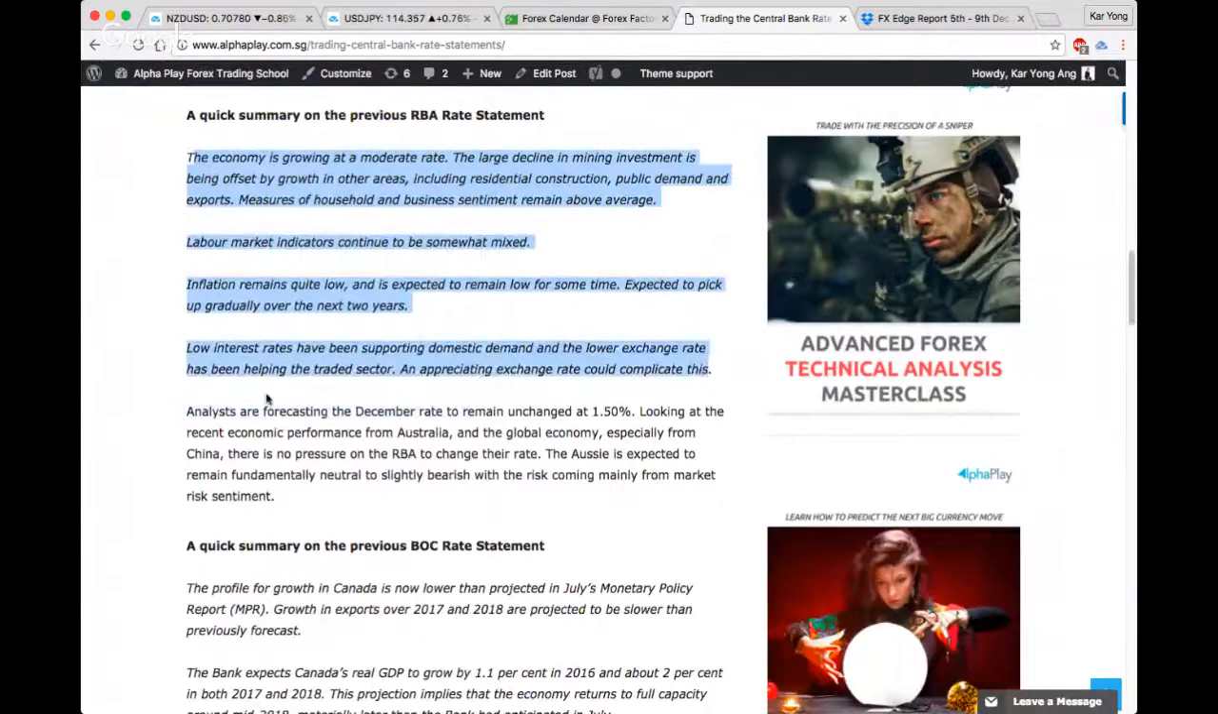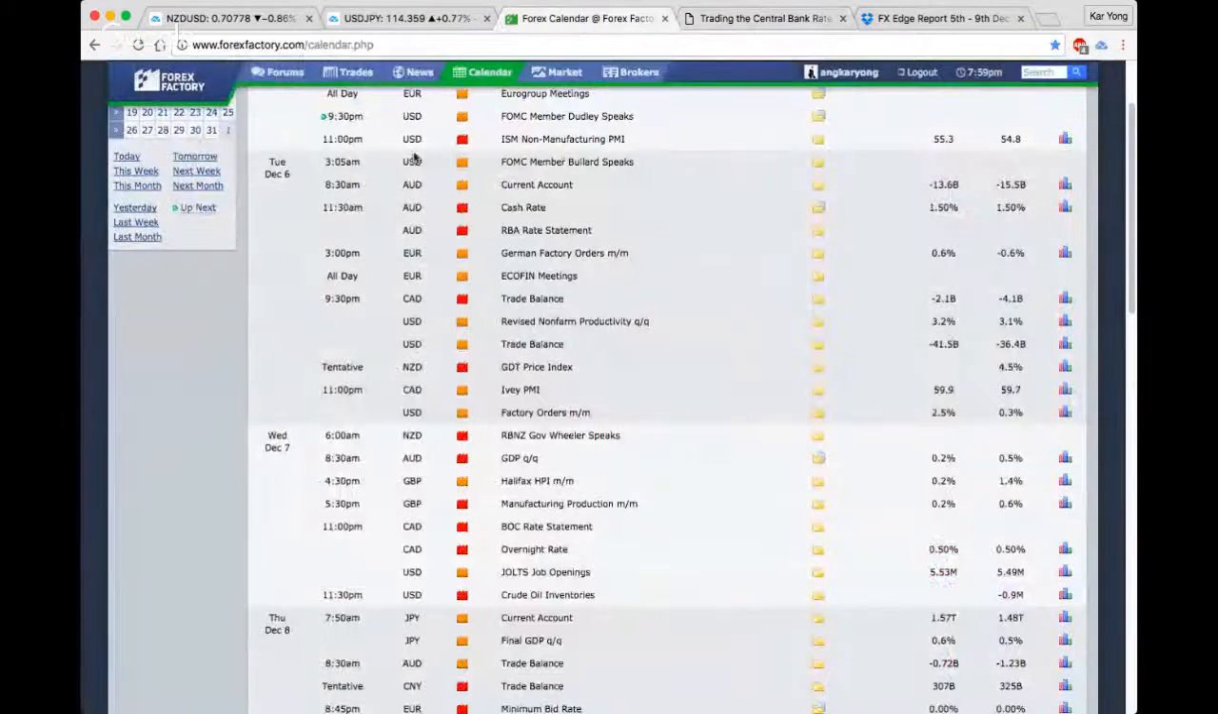We also did a quick analysis as to how the market will react depending on this month's rate statement. What we expect is that the rate will remain unchanged, meaning the interest rate will remain at 1.5, but it really depends on the RBA's forward guidance, whether they are going to be dovish or hawkish. We expect it to remain fundamentally neutral, but we are slightly bearish because of the risk event in the overall market sentiment. So that's for Tuesday. If you are trading any Aussie, you need to take note of it.